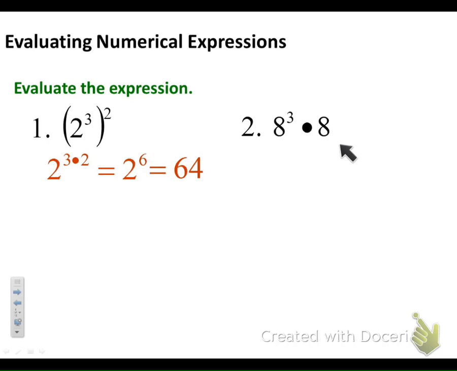If you had 8 cubed times 8, well, wait a second. This is like 8 to a first power. I could represent that as 8 to the power of 3 plus 1, which turns into 8 to the fourth power, which then becomes 4096.